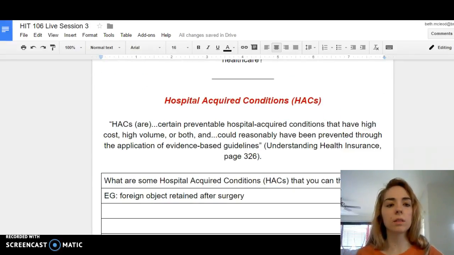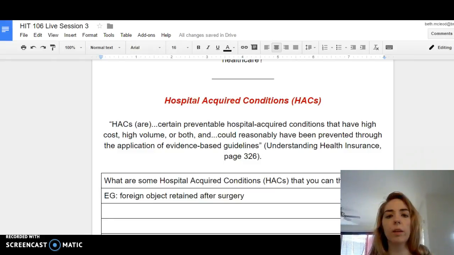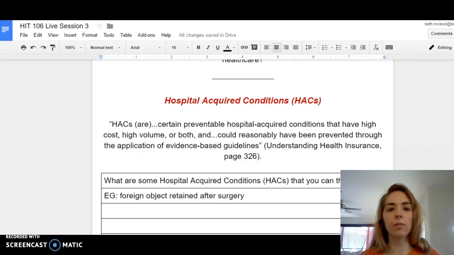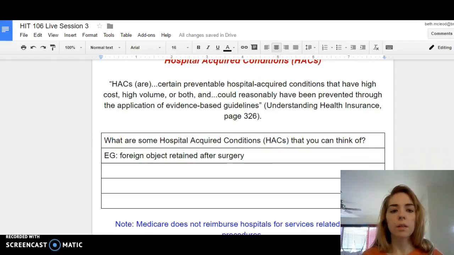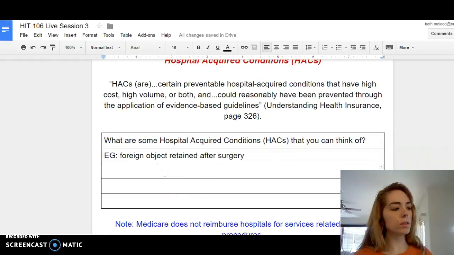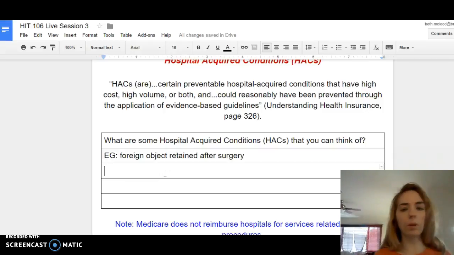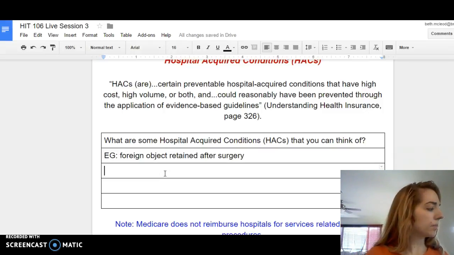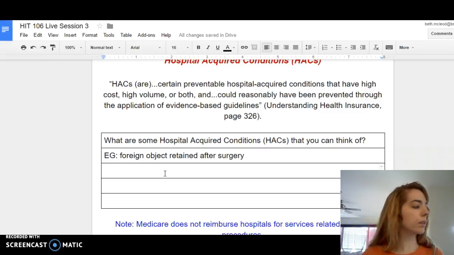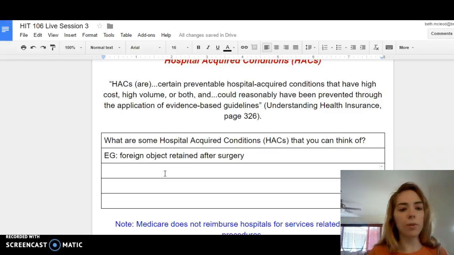Hospital-acquired conditions. These are certain preventable conditions that have high cost, high volume, or both, and could reasonably have been prevented through the application of evidence-based guidelines. And that's straight from your reading. So some of these, what are some ones that we can think of? Well, I've got listed here foreign objects retained after surgery. Some other hospital-acquired conditions: we could do falls and traumas.